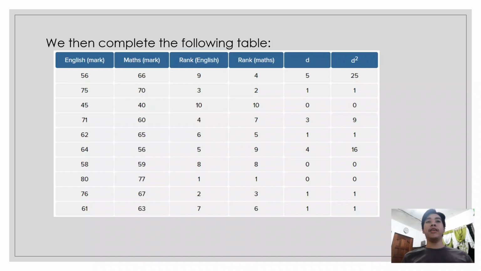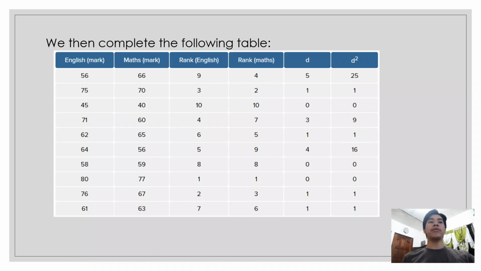Then we need to find the D. The D is the difference between the two ranks. We find 9 minus 4 is 5, 3 minus 2 is 1, 10 minus 10 is 0, 4 minus 7 is negative 3, 6 minus 5 is 1, 5 minus 9 is negative 4, 8 minus 8 is 0, 1 minus 1 is 0, 2 minus 3 is negative 1, 7 minus 6 is 1. Then we need to find the D squared. We just square the value of D, the difference of the two ranks. 5 squared is 25, 1 squared is 1, 0 squared is 0, 3 squared is 9, 1 squared is 1, 4 squared is 16, 0 squared is 0, 1 squared is 1, 1 squared is 1.